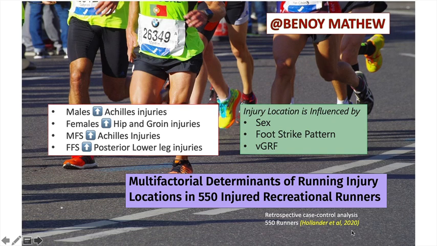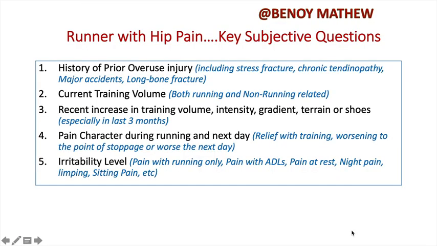We briefly mentioned the importance of history. This is nothing unique to the hip; for any running-related injury, it's about taking a detailed history on training load, previous injuries, and the type of loading. We'll go through them one by one. One of the strongest risk factors for future injuries in runners is a history of previous injury. We want to look into things like stress fractures, chronic tendinopathy, major accidents, long bone fractures, and also current training volume. What are they doing, both running and non-running related?